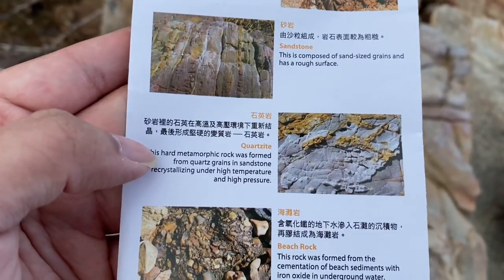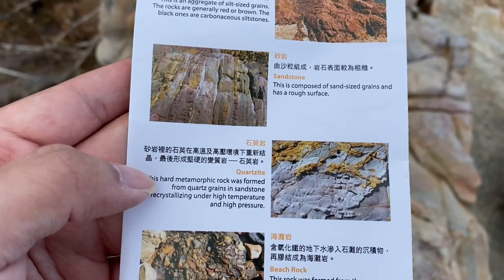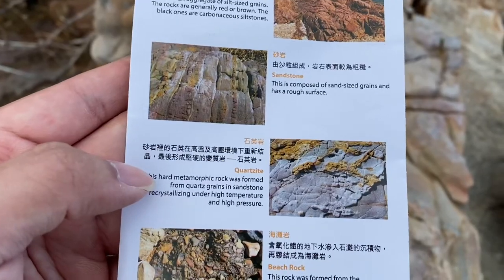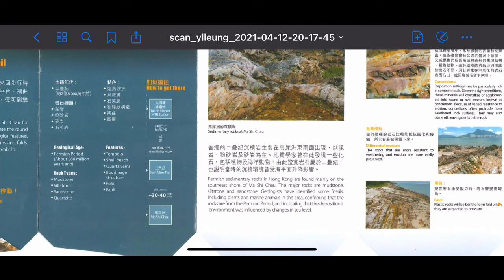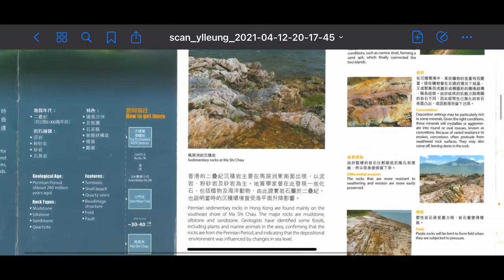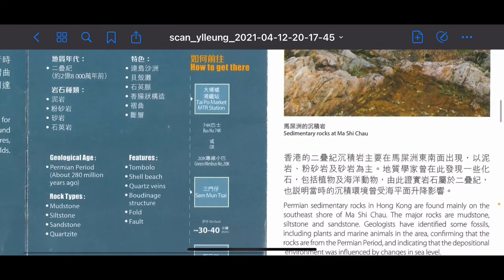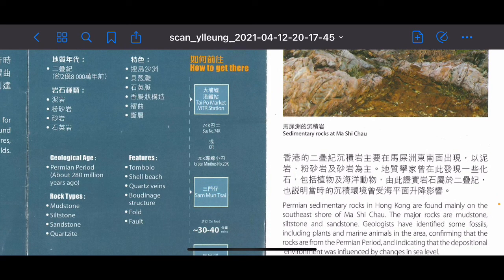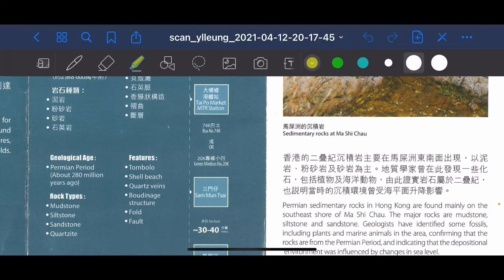Quartzite, okay? A metamorphic rock formed from quartz grains in a sandstone, recrystallized under high temperature and pressure, okay? Indeed, there is more information about the Ma Shi Chau sedimentary rock formation too. It was formed in the Permian period. I don't know exactly how to pronounce it, but anyway. On top of that, I would like to mention there's a lot of mudstone, siltstone, and also the sandstone that I've just been talking about, and also quartzite. Okay, quartzite. It is a very important thing that is worth mentioning in your essay.